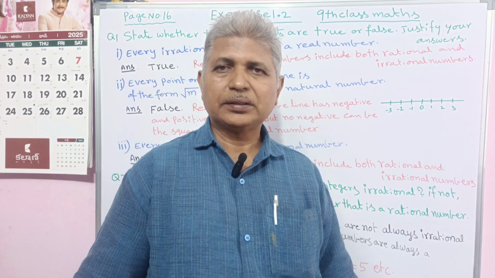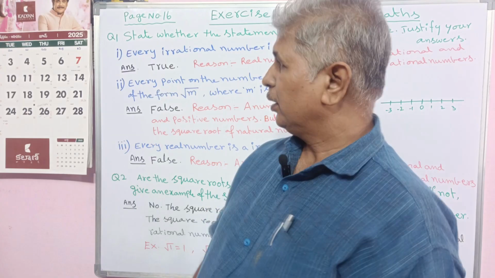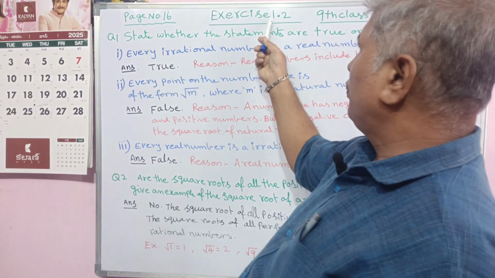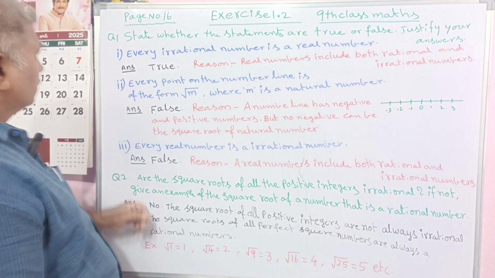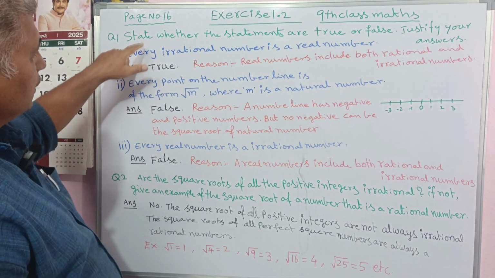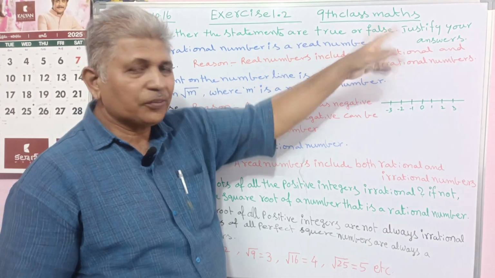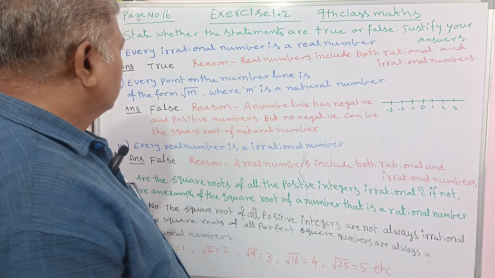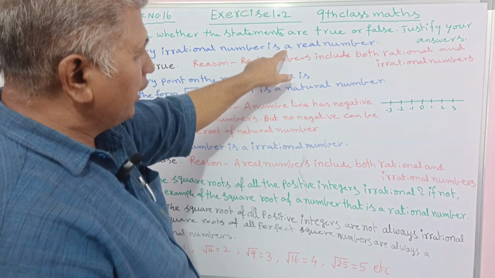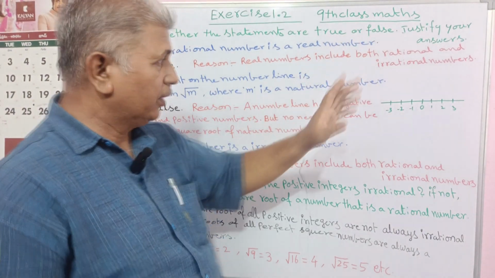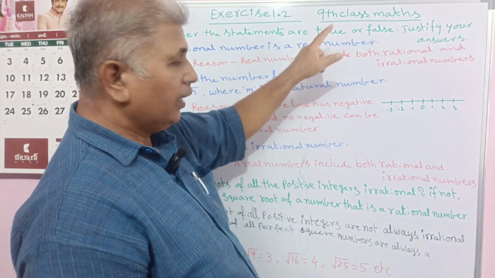Today we will discuss the 9th class first chapter, exercise 1.2. We will solve the problems. First question: state whether the statements are true or false. Justify your answers. First question: every irrational number is a real number.